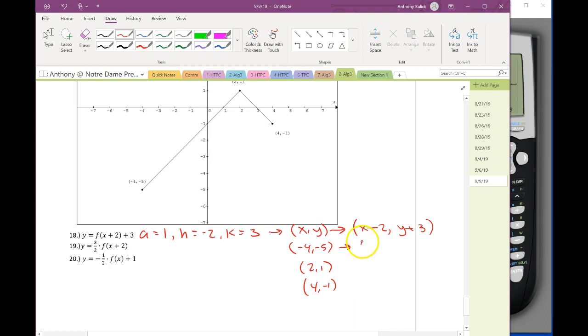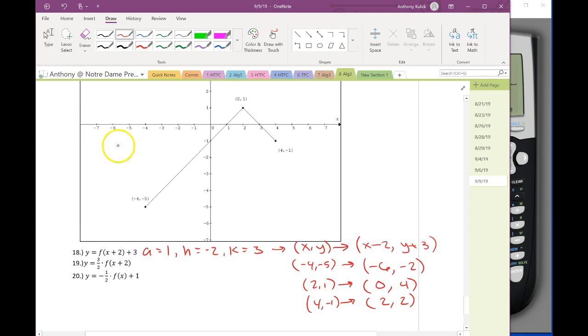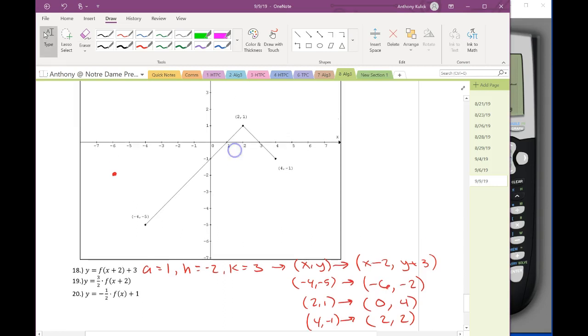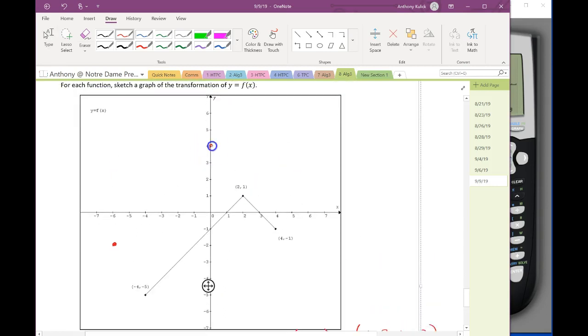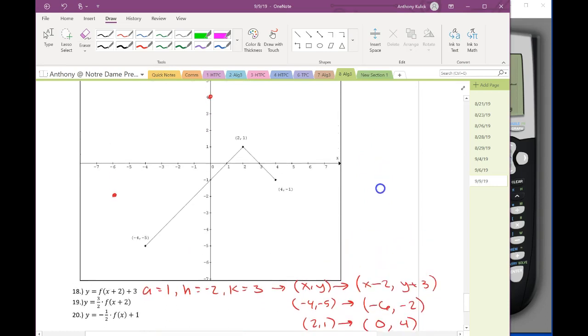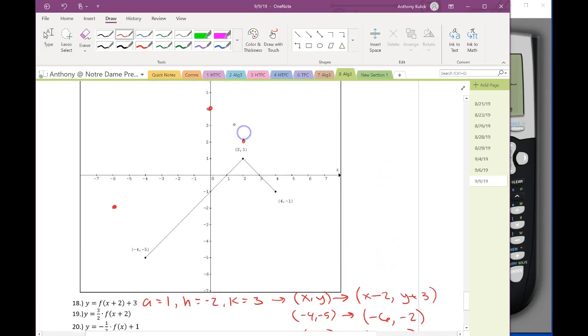So here, I subtract 2 from the x's and add 3 to the y's, and then I could plot this. So negative 6, negative 2, 0, 4, and then 2, 2. So that's a graph of my new transformed function.